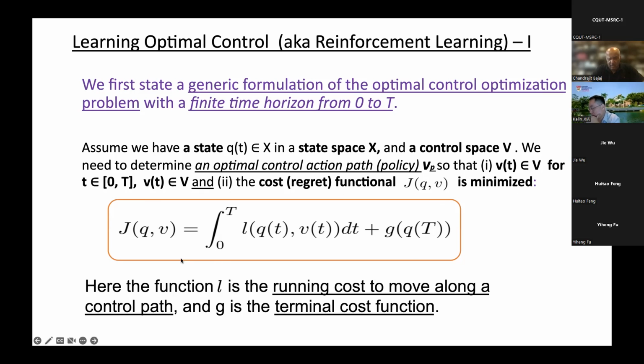So you're minimizing this regret functional, as people say in reinforcement learning, which is the functional which involves this integral, because the cost is not known of the path you take until you reach the final end. And the final end cost, how far you were from the true solution, is captured in this terminal cost function. So this first term is the running cost to move along a control path.